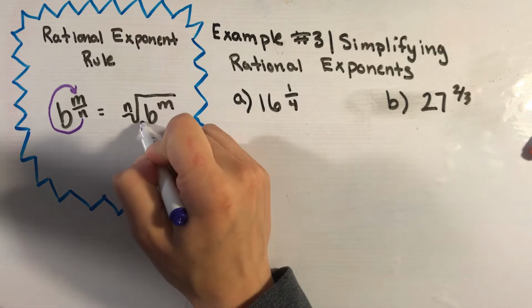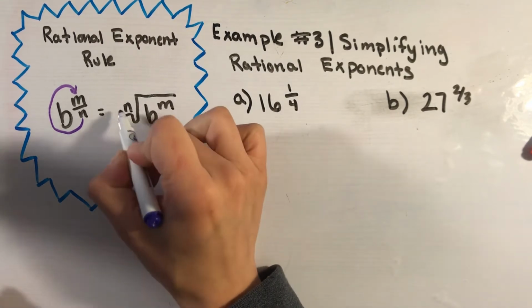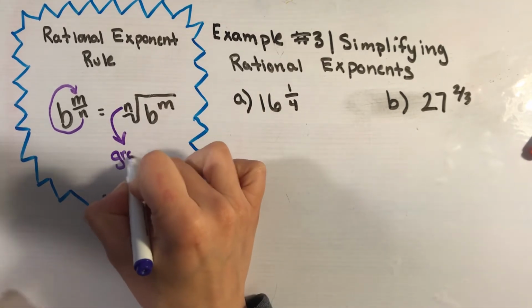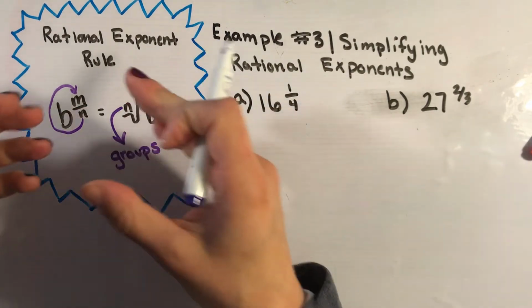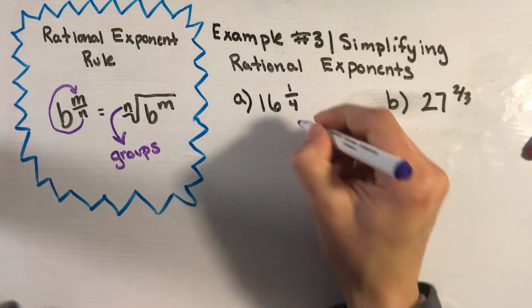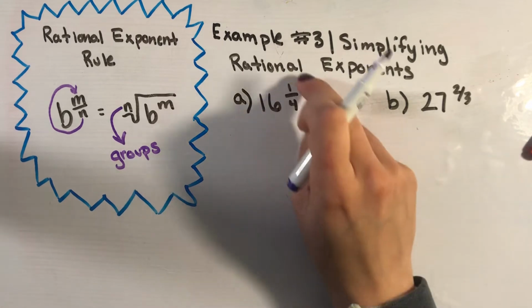What you're going to want to do first is apply this exponent first and then the nth root. This n tells us the groups we're looking for. So if it had a 4, we're looking for groups of 4. If it had a 5, we're looking for groups of 5. So let's practice. Here's example number 3, letter A, 16 to the 1/4.